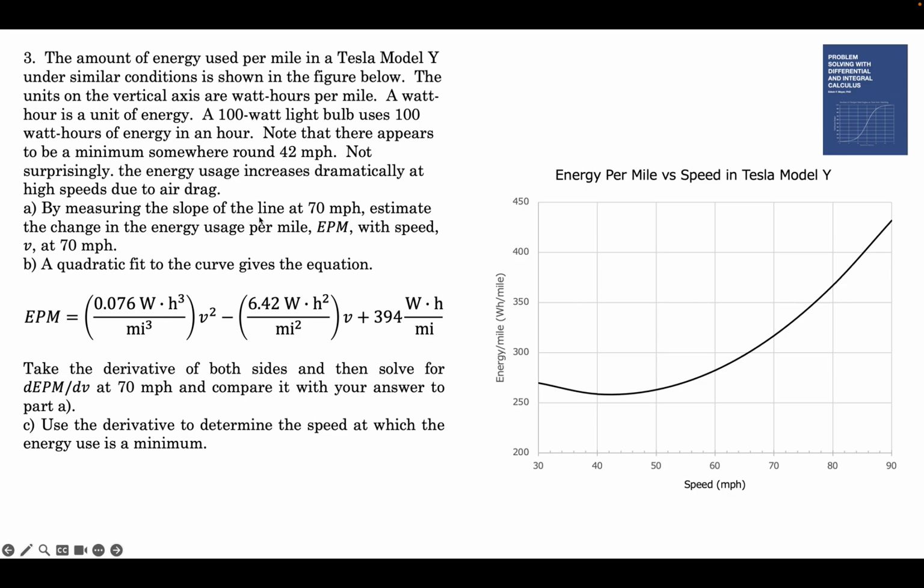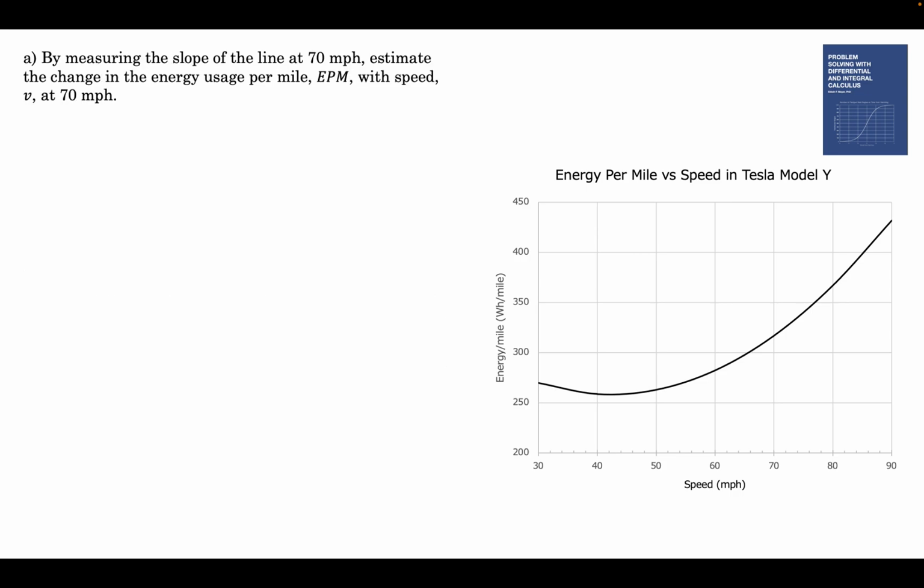So by measuring the slope of the line at 70 miles an hour, right here, estimate the change in the energy usage per mile, EPM, similar to gas mileage in an ICE car, internal combustion engine, with speed. So if I go a little bit over at 70, how much does my energy increase? Or if I slow down a little bit at 70, how much does my energy use decrease? That's part A, and we'll worry about part B later.